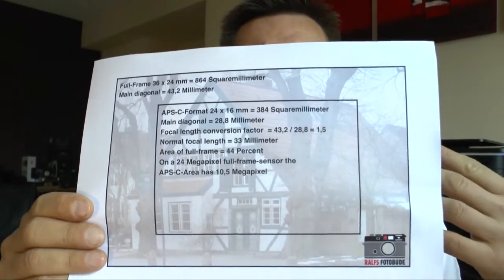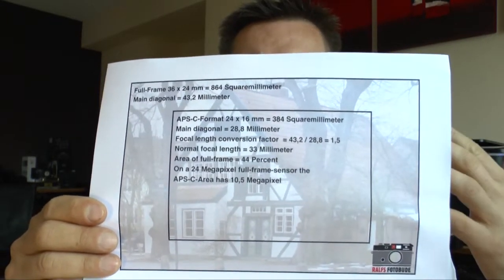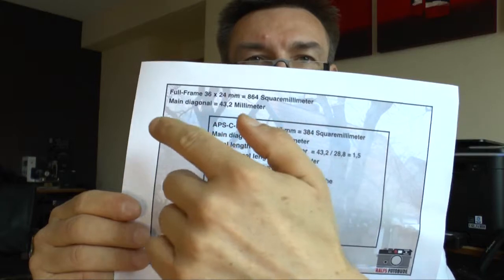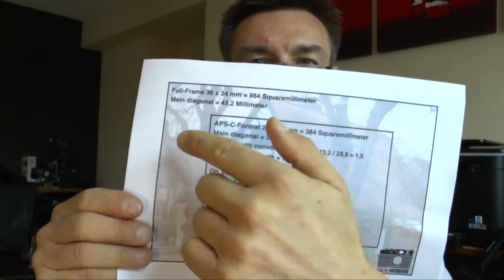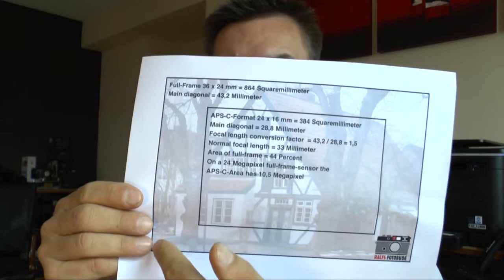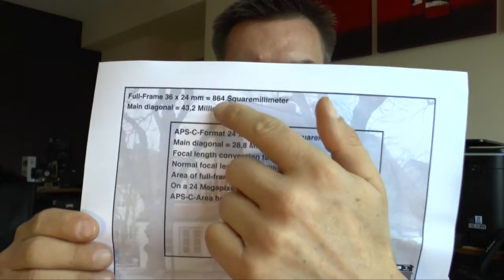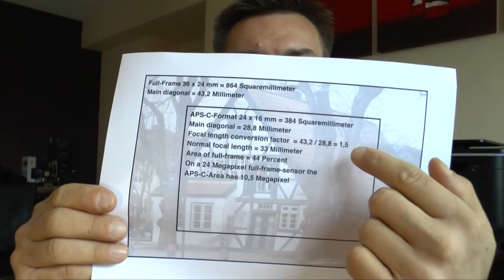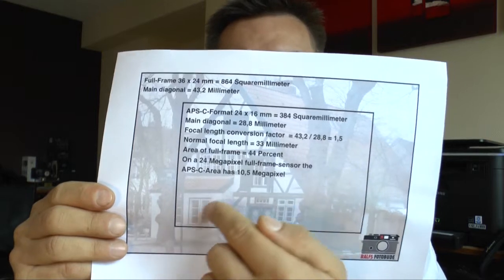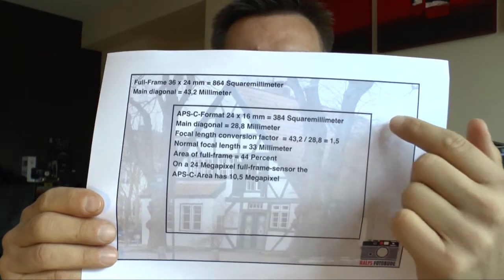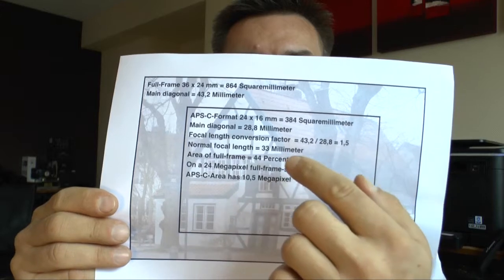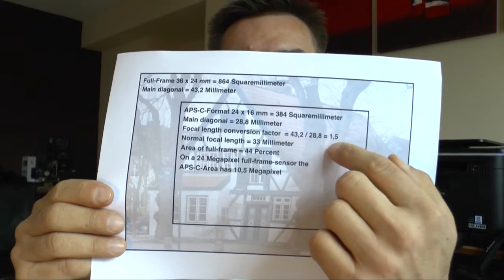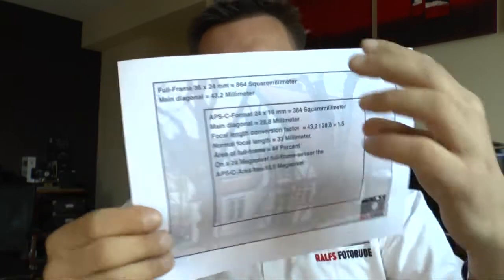The next point is the focal length conversion factor. You count it on the main diagonals. The main diagonal of the full frame sensor is 43.2 millimeter, and the main diagonal of the APS-C part is 28.8 millimeter. If you calculate it, it's a conversion factor of 1.5.